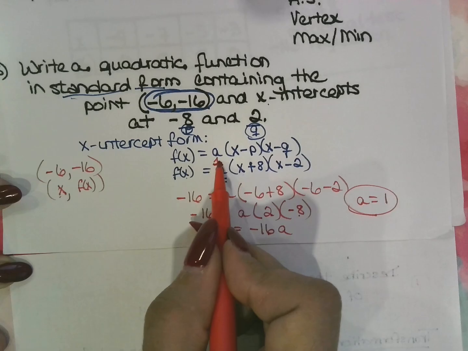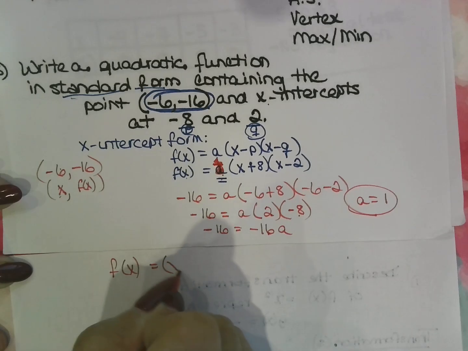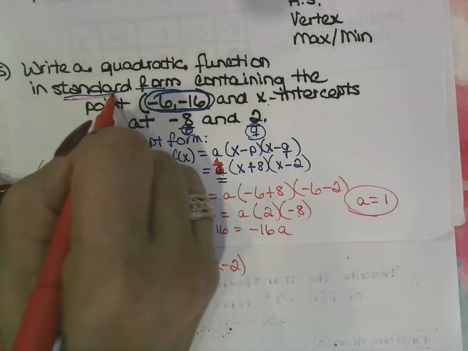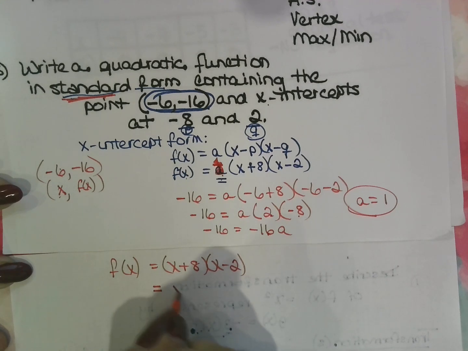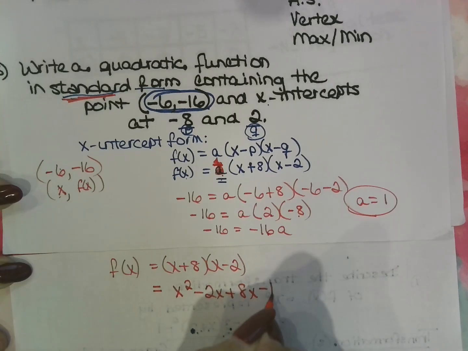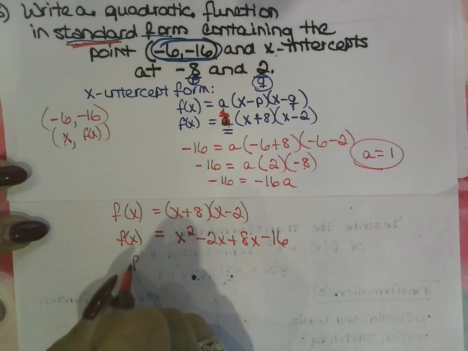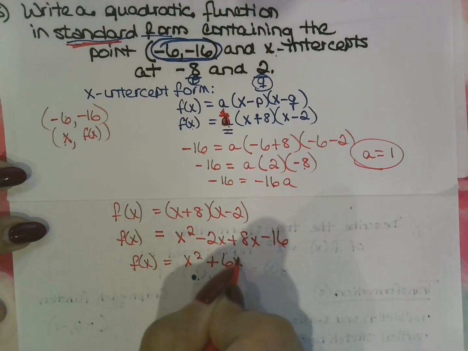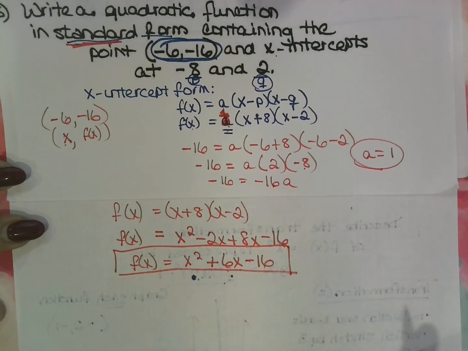So really, we normally don't put that 1, so we only have f of x equals (x plus 8)(x minus 2). But we want it in standard form. This is not in standard form. In order for it to be in standard form, we need to FOIL it. So x squared minus 2x plus 8x minus 16, and that is going to give me x squared plus 6x minus 16. And now you are finished.